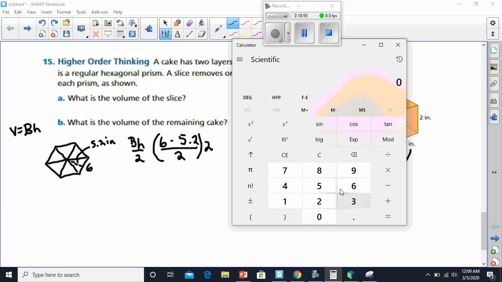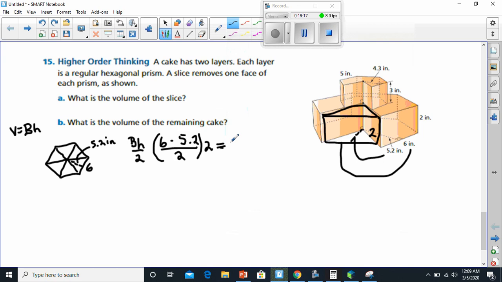We got 6 times 5.2. That equals 31.2. We're going to divide by 2. That's going to give us 15.6, and then we're going to multiply by 2. So that whole thing there, that piece is 31.2. But remember, that's just the slice of the bottom piece, not the top piece.